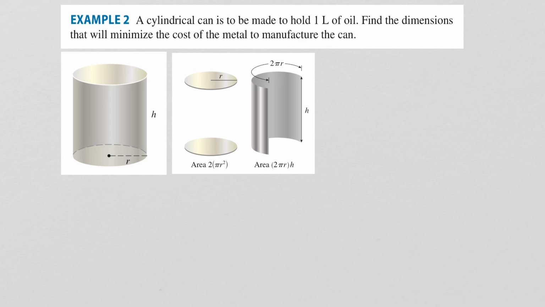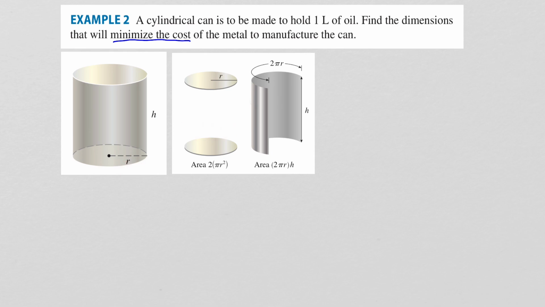In our next example, a cylindrical can is to be made to hold 1 liter of oil. Find the dimensions that will minimize the cost of the metal to manufacture the can. Okay, so we're going to minimize the cost. The cost is directly associated with how much material you use to make the can.